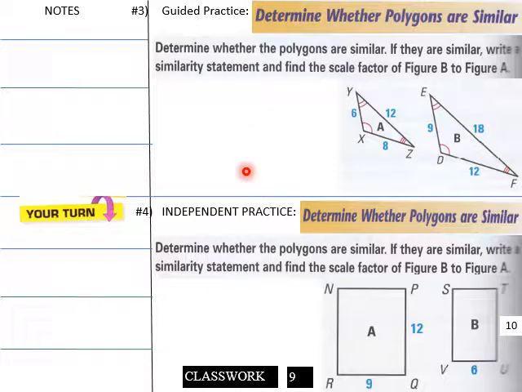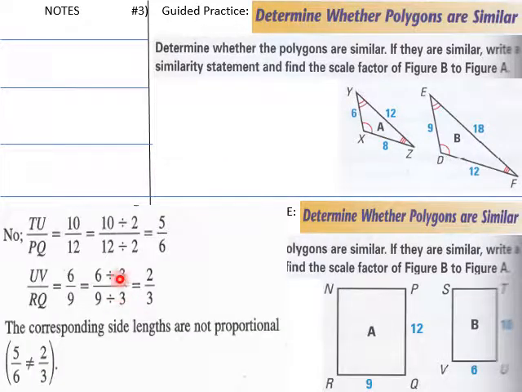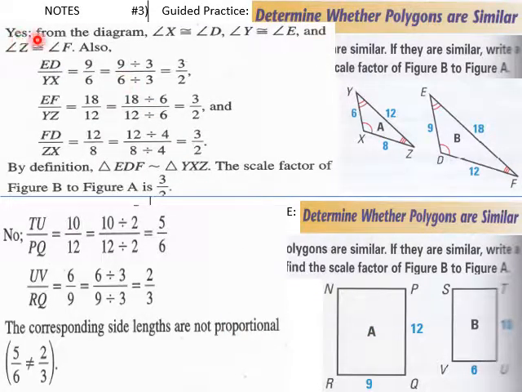Now our guided practice. Students, this is yours unless you get lucky. We're going to do our guided practice first. So, no, students, you get your independent. Are they similar? No, they're not similar. We have a 5/6 and a 2/3. UV over RQ is 2/3, and TU over PQ is 5/6. So the corresponding sides are not proportional here. These are not similar.